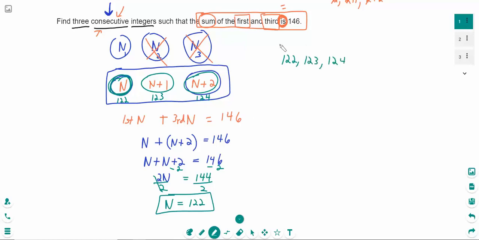And if you want to do a quick check on this, just go back to what they were saying about these numbers, and that is the sum of the first and third has to be 146.